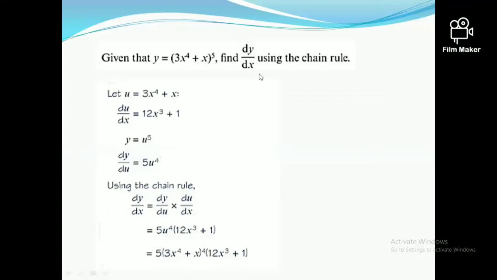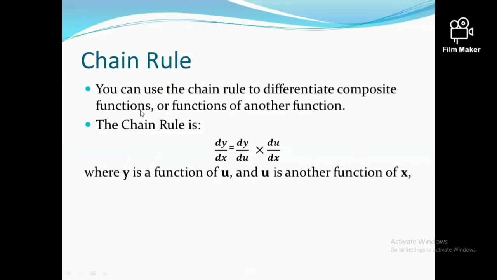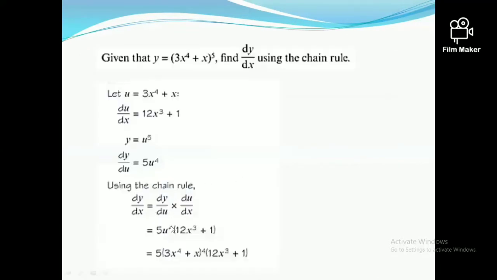Right. Our objective is to find dy by dx. Then I can write dy by dx equals dy by du into du by dx. The chain rule is what we have used over here. Right. Okay. Then what is dy by du? That is 5u to the power 4 into what is du by dx? 12x cubed plus 1.